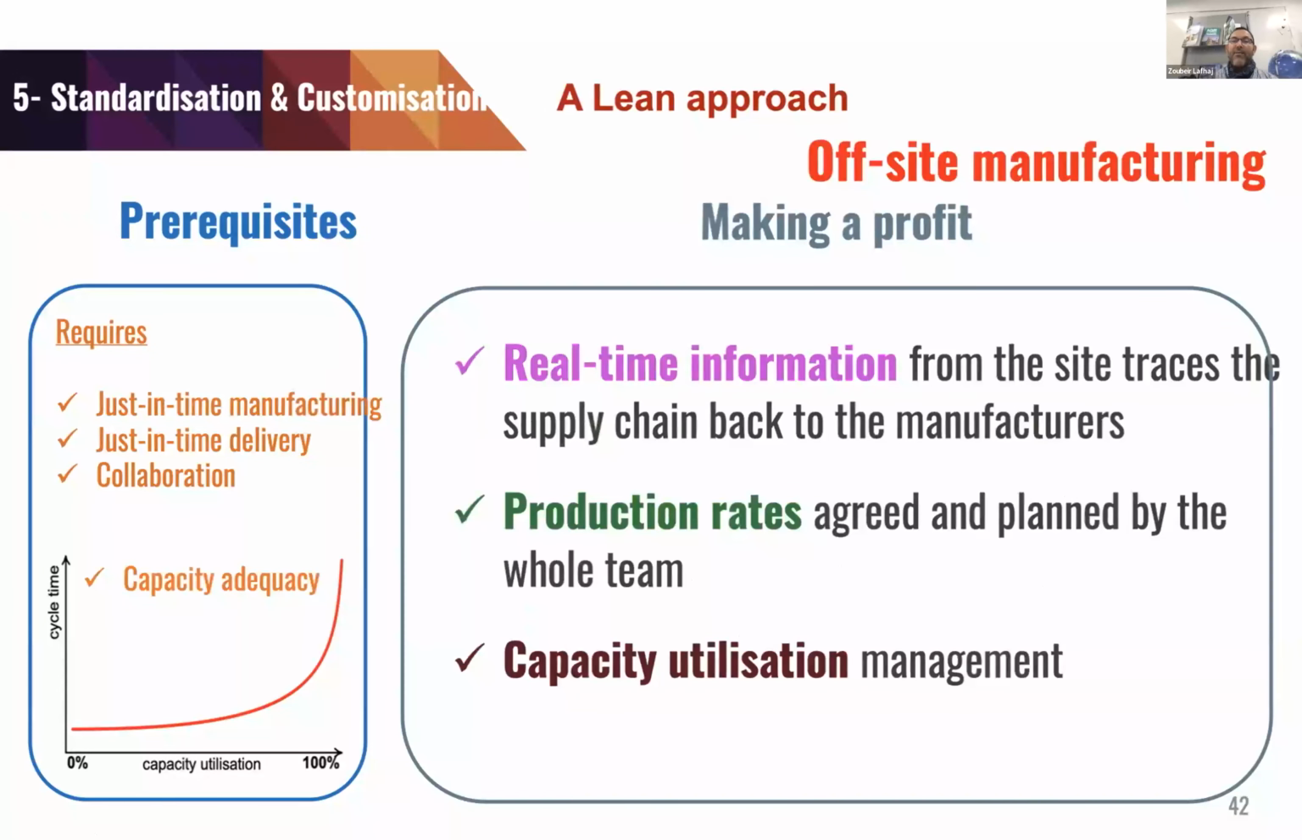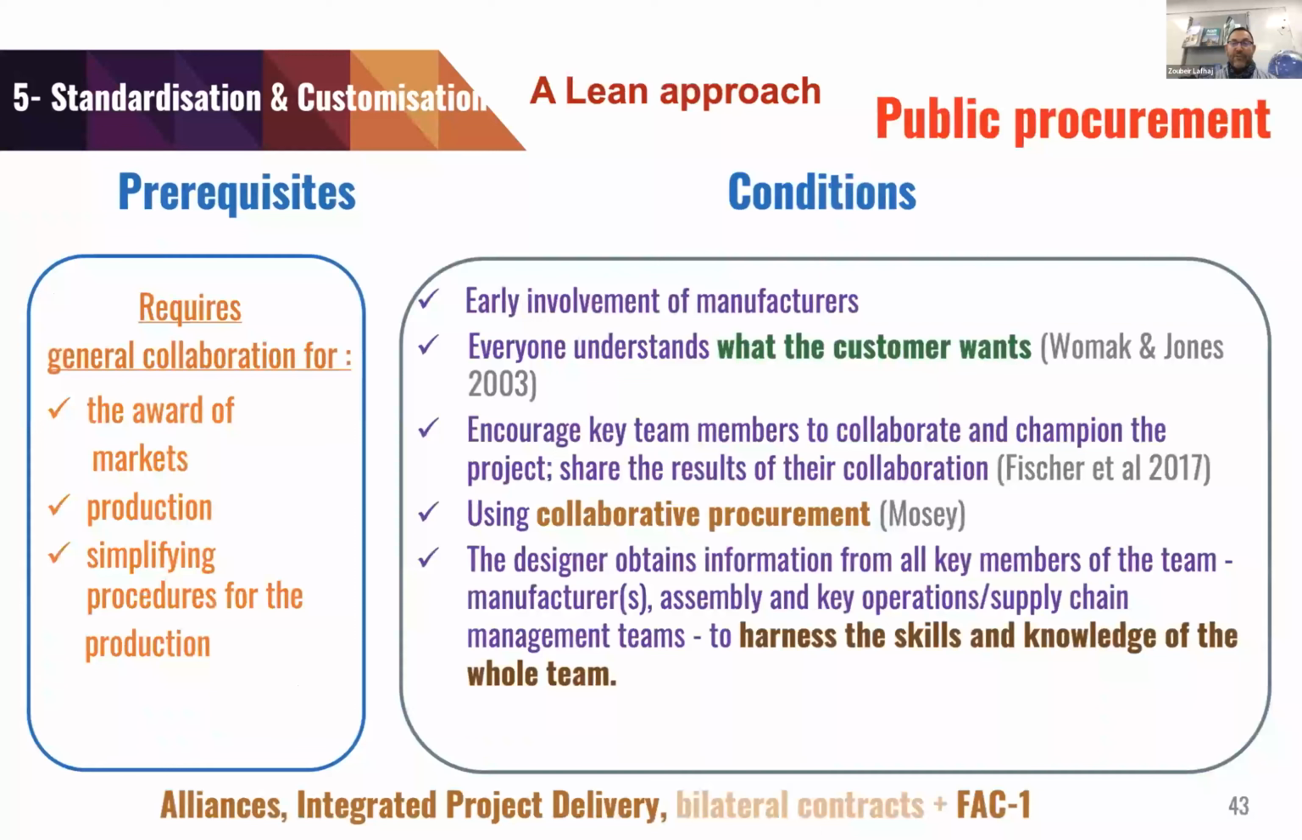Off-site manufacturing, making a profit, real-time information from the site traces the supply chain back to the manufacturer. Production rates agreed and planned by the whole team, and not only one part. Capacity utilization management is really important.